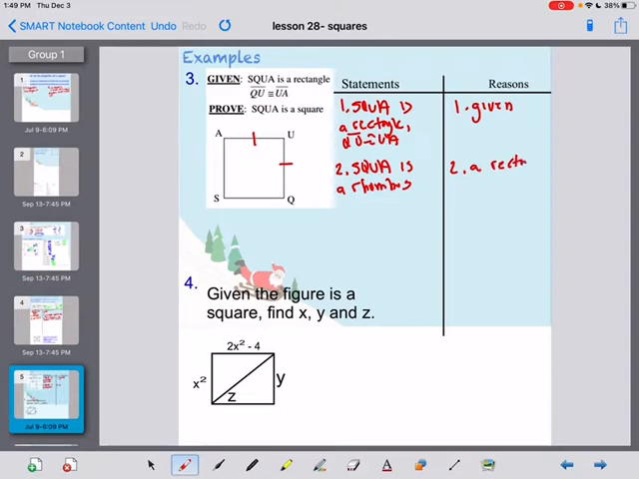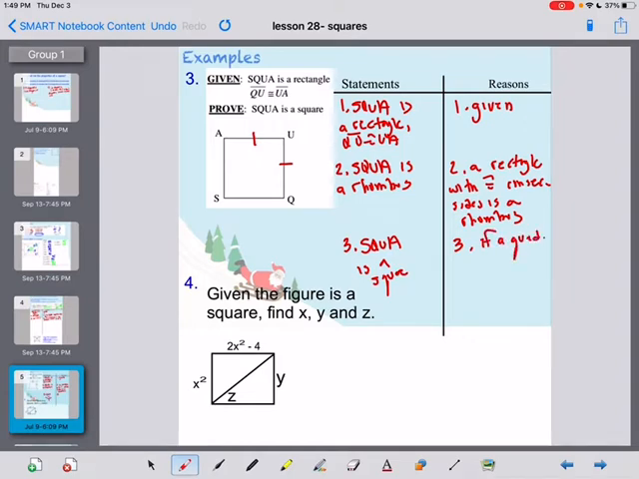Reason: a rectangle with congruent consecutive sides is a rhombus. And then I can say it's a square. Reason: if a quadrilateral is a rectangle and a rhombus, then it's a square.